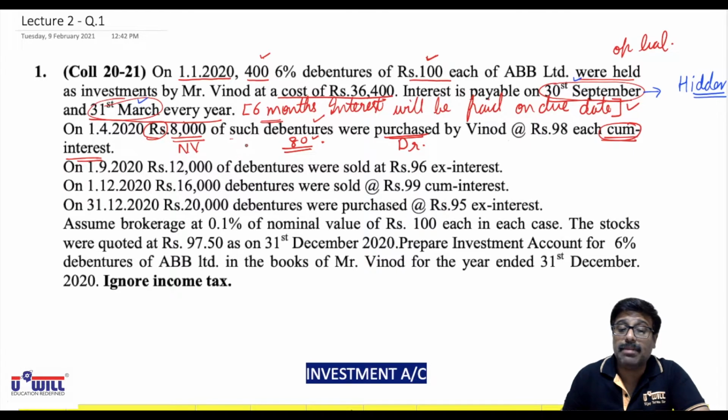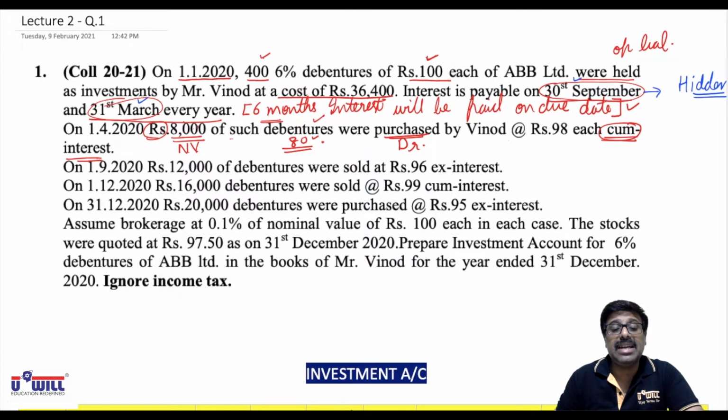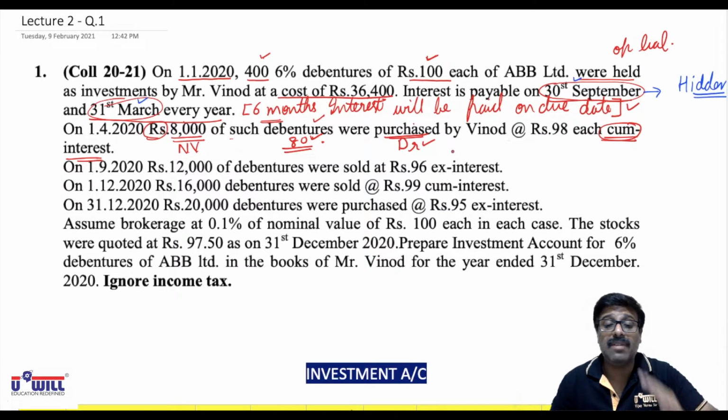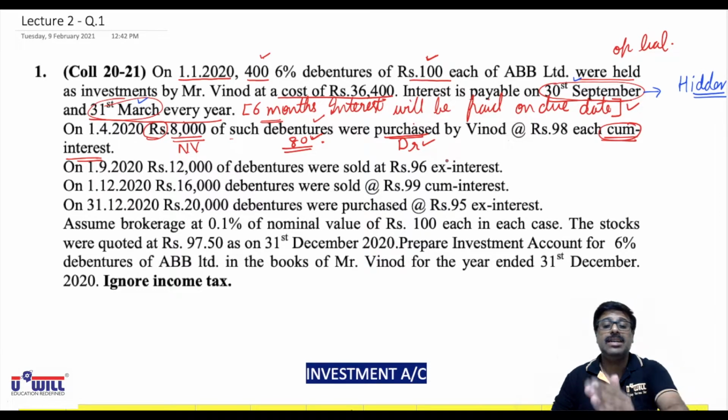Once again I repeat. 1st April 2020, rupees 8,000 is the nominal value of such debentures. So 8,000 divided by 100. How many debentures are purchased? 80. Since they are purchased, they will be recorded on the debit side of the investment account. At rupees 98 each, the cum interest price is given. So we will have to find the ex interest price, because what we will be writing in the capital column is the ex interest price.